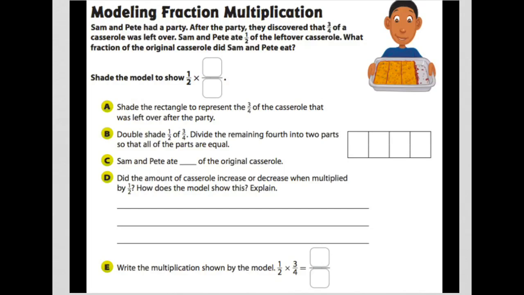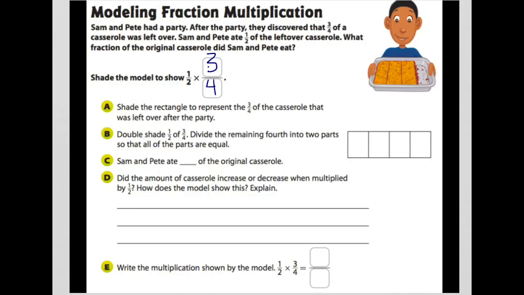So shade the model to show 1/2 times 3/4. So on your paper you should have 1/2 times 3/4. So we're going to go through the letters. Letter A, shade the rectangle to represent the 3/4 of the casserole that was left over after the party.